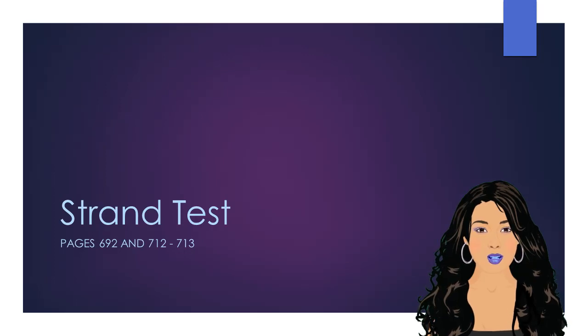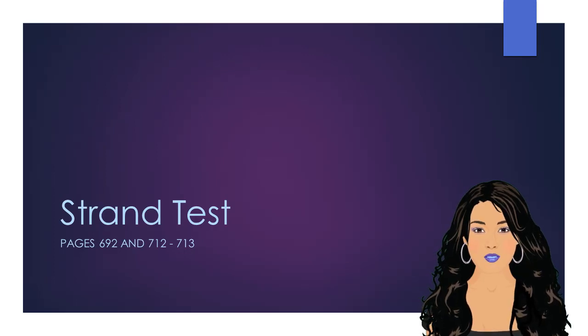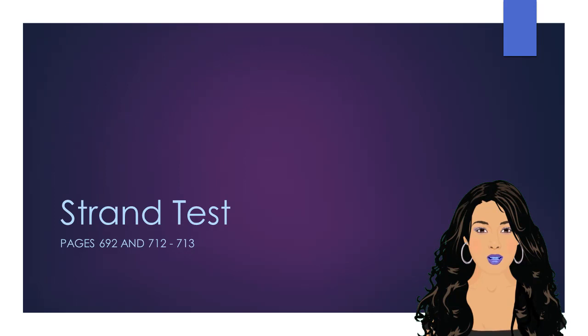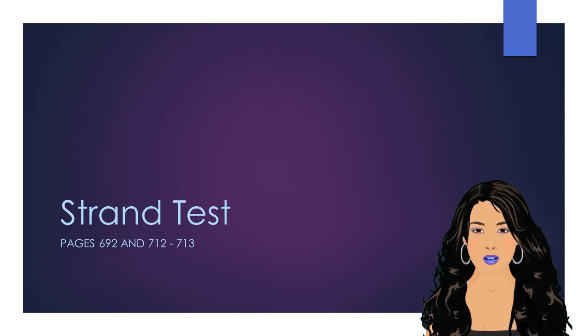Once you have created a color formula for your client, you will first want to try it out on a small strand of hair to verify vital information needed to understand whether or not this formula will accomplish everything it was designed to do and how. Pages 692, 712, and 713 will be our focus for this lesson.